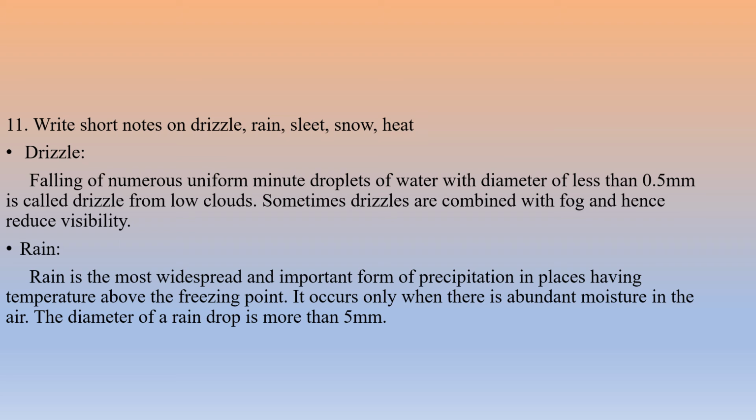Drizzle. Drizzle means what? That is called drizzling. Falling of numerous uniform minute droplets of water with diameter of less than 0.5 mm is called drizzle, from low clouds. Sometimes drizzles are combined with fog and hence reduce visibility.